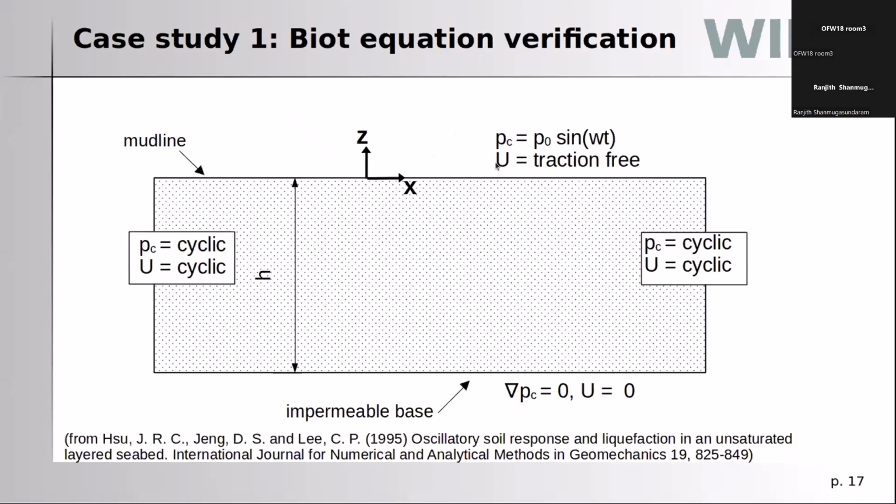and then for the displacement we have the traction free condition, which means that it is free from the external stress. And at the sides of the seabed, we have cyclic boundary conditions for the pressure and the displacement. And at the impermeable base, the gradient of pressure is 0, and the displacement is 0. So the gradient of the pressure term doesn't change the pressure across the boundary.